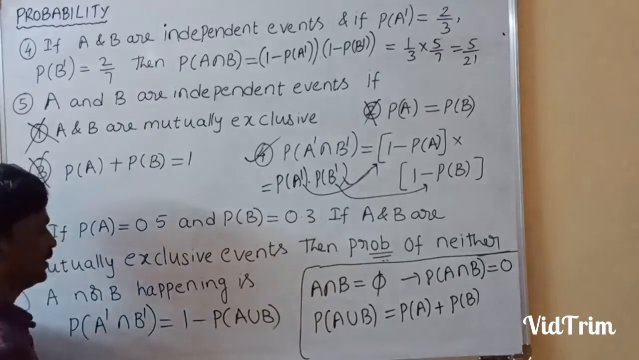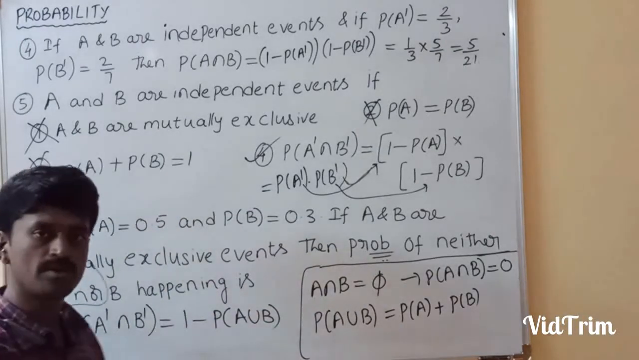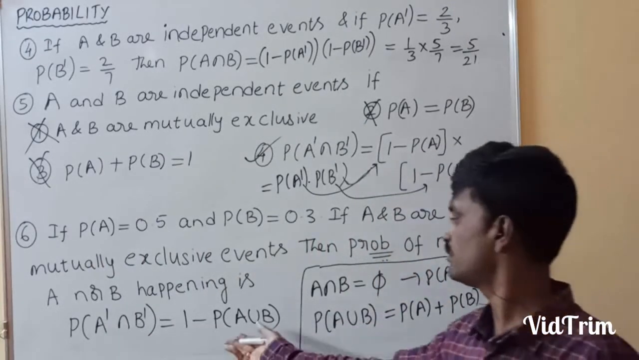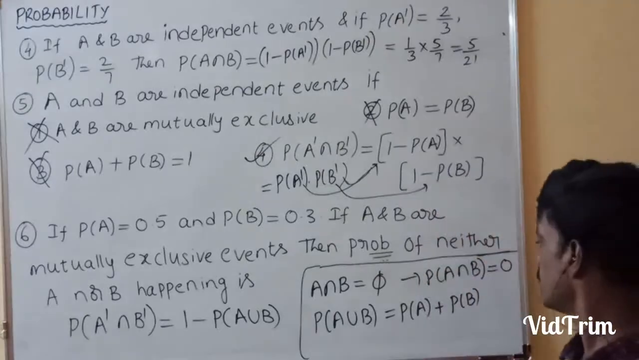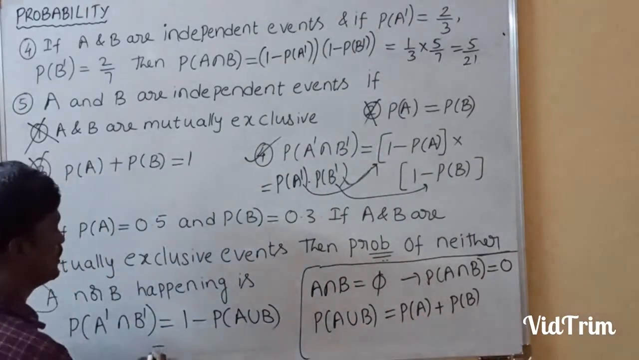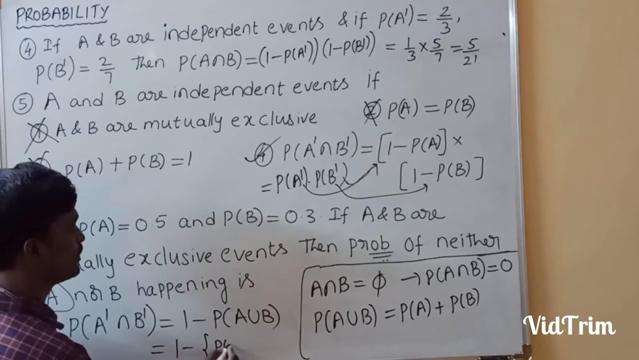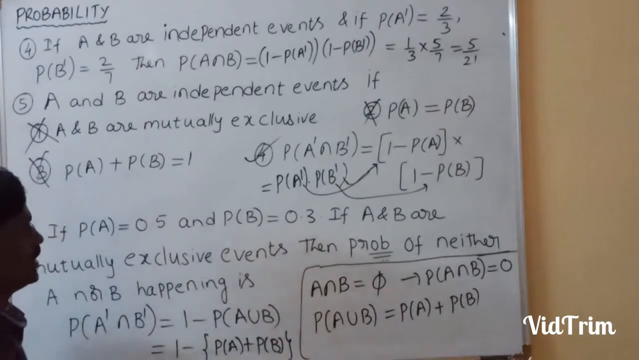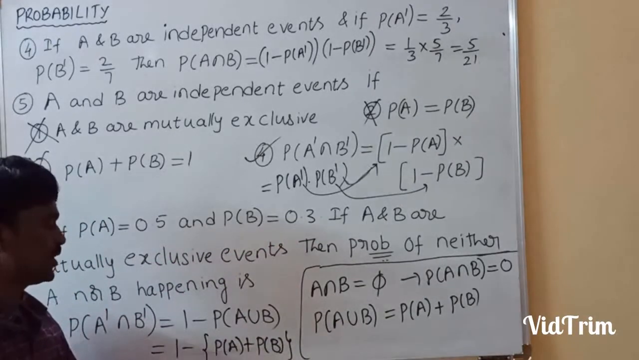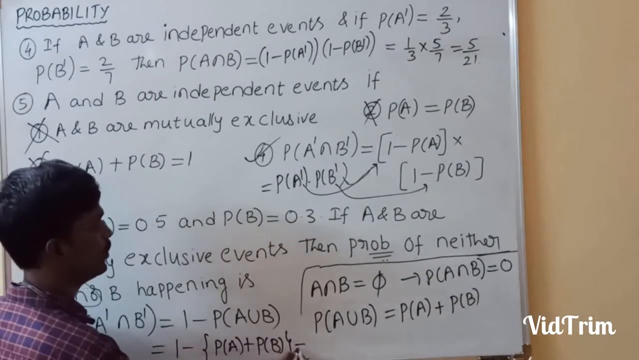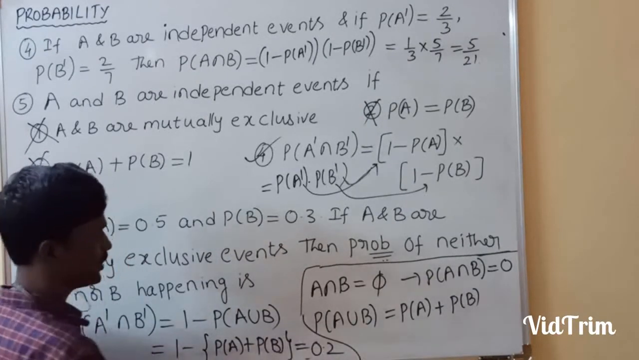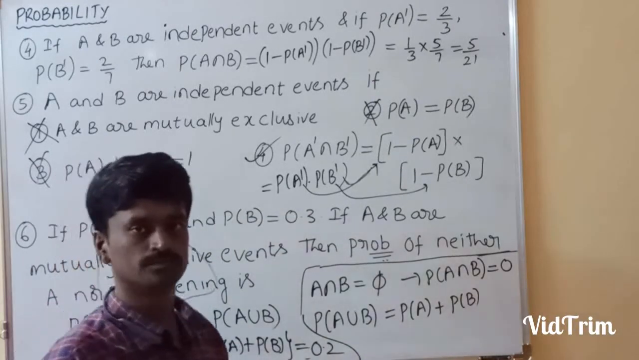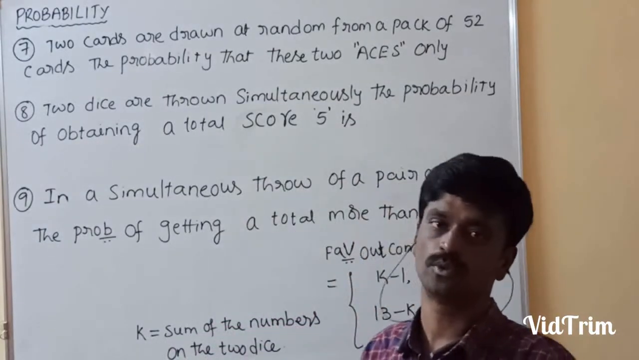Correct? Because A dash intersection B dash can be written as A union B whole dash. So probability of A union B whole dash is nothing but 1 minus probability of A union B. But what is the probability of A union B in this case? Probability of A plus probability of B. So substitute probability of A 0.5, probability of B 0.3 here. Then what will you get? Final answer 0.2. Because 0.5 plus 0.3 is 0.8, and 1 minus 0.8 is 0.2. That was the answer. Very simple problems.